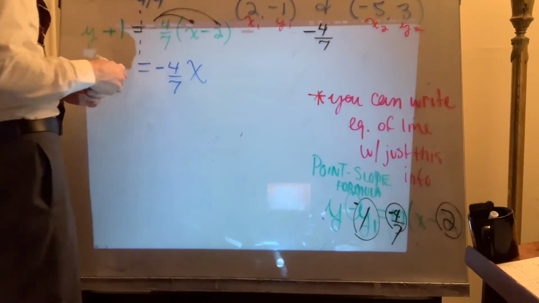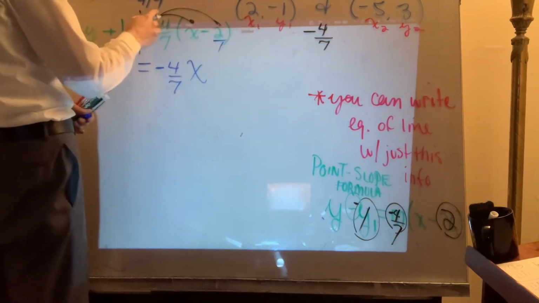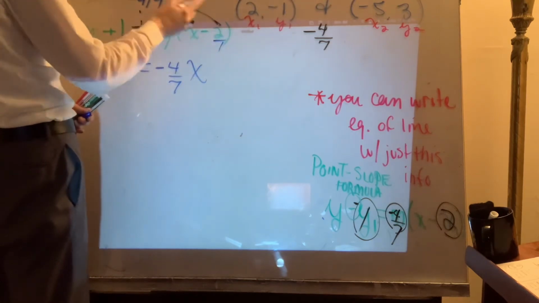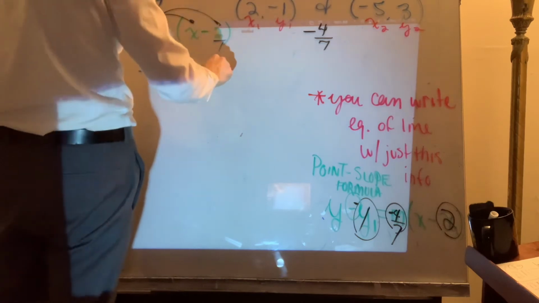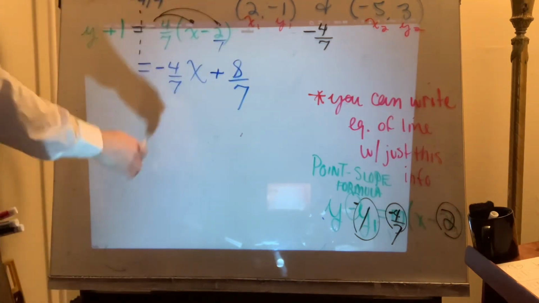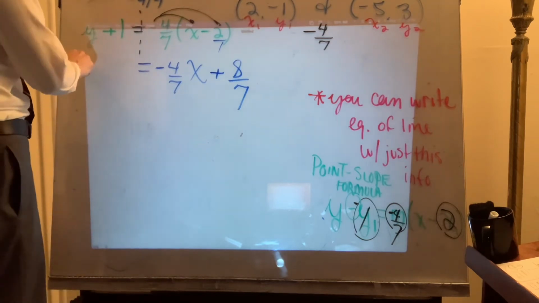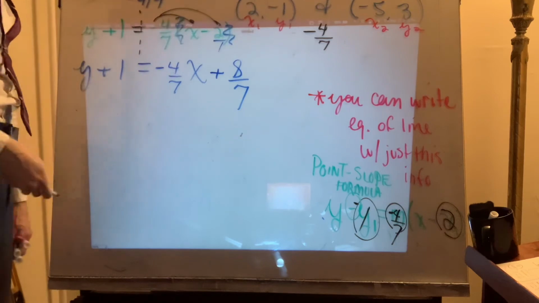If this is -4/7 times 2, that's like multiplying -4/7 times -2/1. Top times top, bottom times bottom. The effect is that this is a positive 8/7. Which may be kind of intimidating, but leave it alone. Over here, you still have y +1. We've done the only thing we could do in this case, which is eliminate the parentheses.